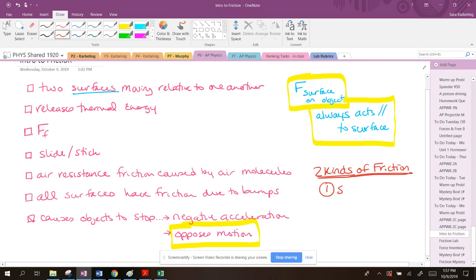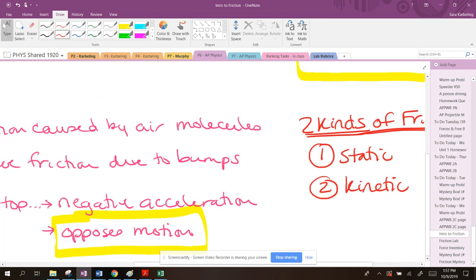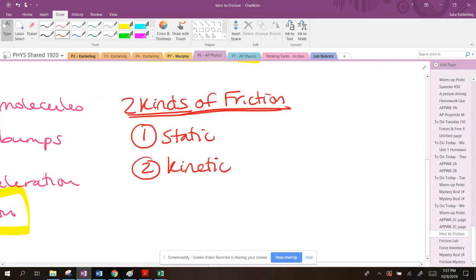Number one is static, and the second one is kinetic. Have you ever heard those words before? They were in the problem. Resourceful child. Have you ever heard the word kinetic before? If you have, what have you heard? Like, in what context?